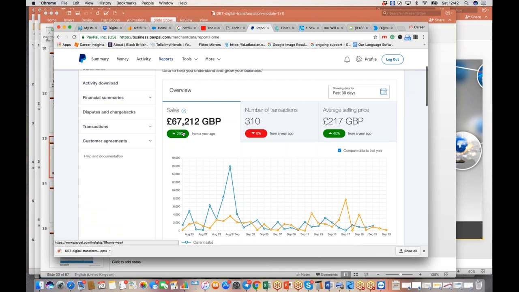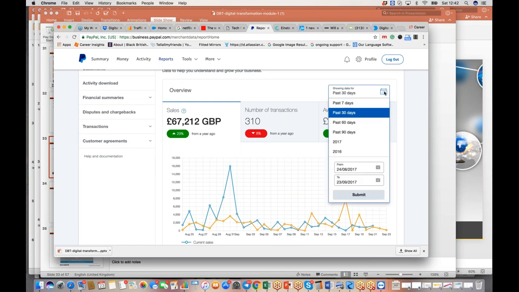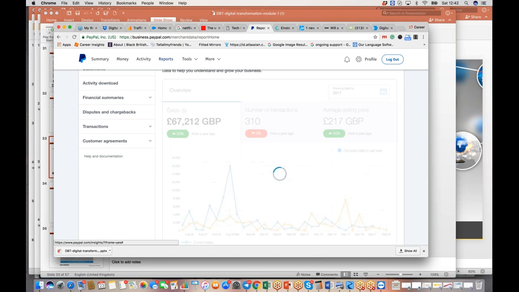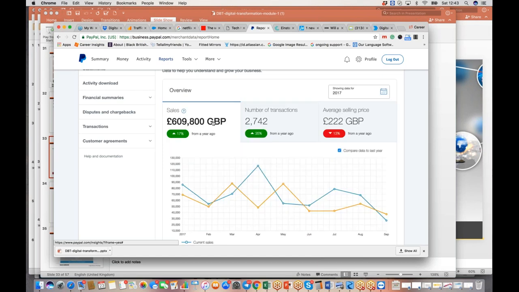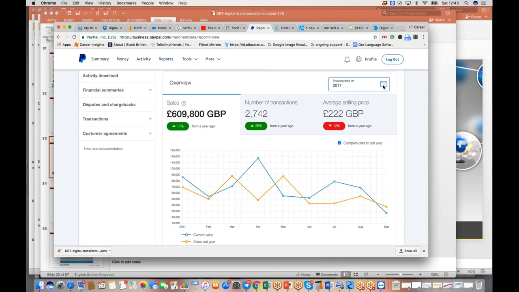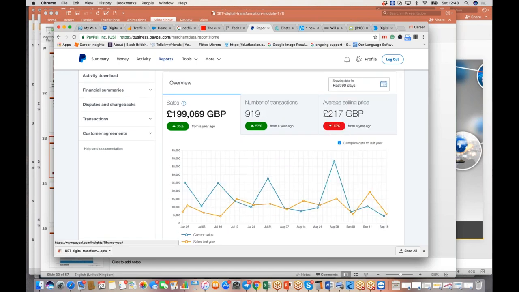So for example, our sales has gone up by 29% from 1 year ago. If I go by year, you will see that in 2017, this year, our sales has gone up by 17%. And in the last 3 months, it has gone up because obviously we started our digital transformation in January. So it will be slow. But as digital transformation is kicking in, our sales is now increasing to 35%. And our number of transactions has increased by 53%. And guess what? Our average order value has reduced by 12%.